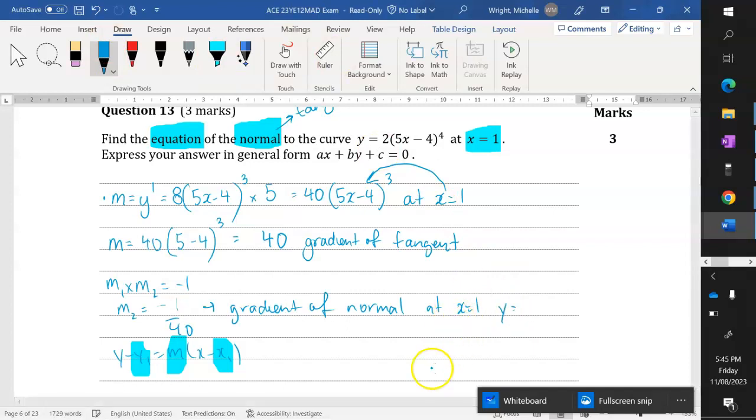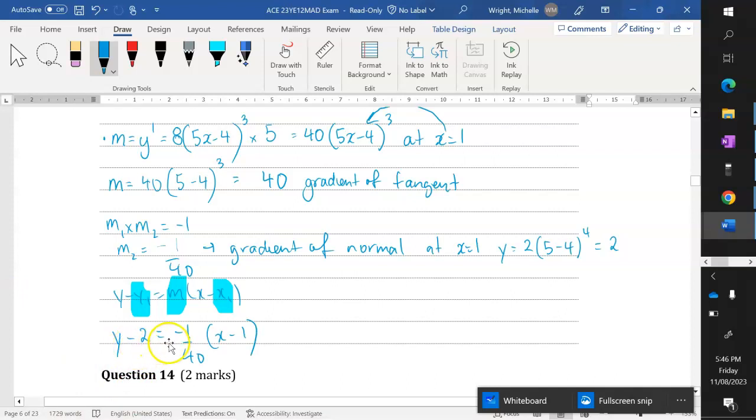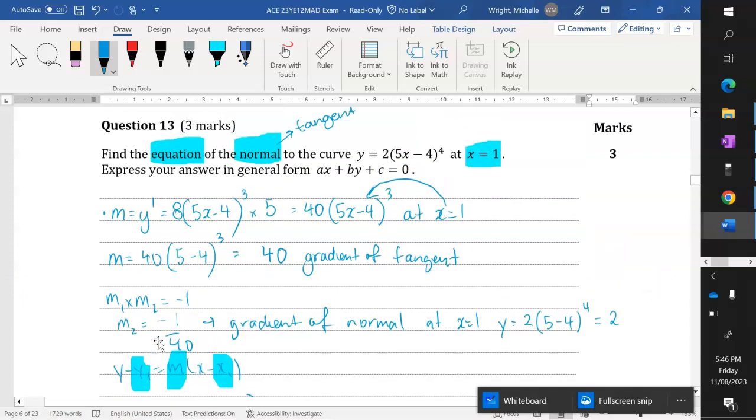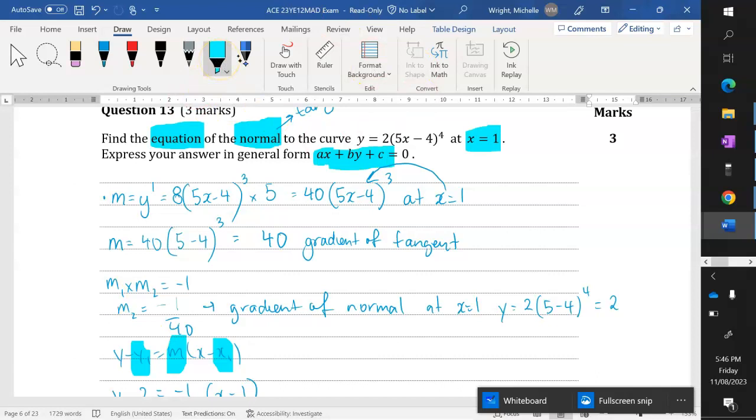Y is going to be 2 times 5 times 1, which is 5, minus 4 to the power of 4, which is going to be 2. Let's pop that in the equation. So y minus 2 is equal to minus 1/40th times x minus 1. Now, yep, that's an answer, but that's not the answer they want, because if we look back at what the question said, the question wanted it in general form. And that general form is our ax plus by plus c is equal to 0.